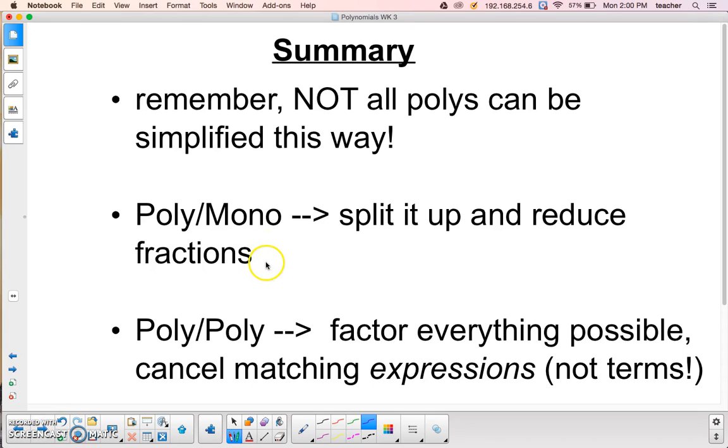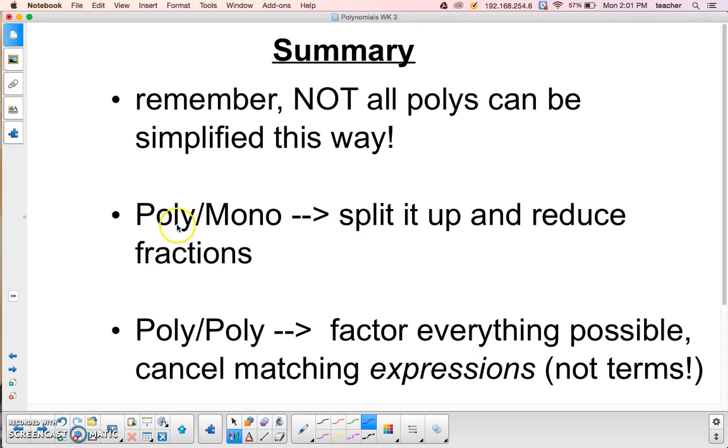Okay, it's important to remember that not all polynomials can be simplified this way. And the reason is that not all polynomials can be factored. We are going to learn later in the course how to use long division and synthetic division to divide polynomials that can't be factored.